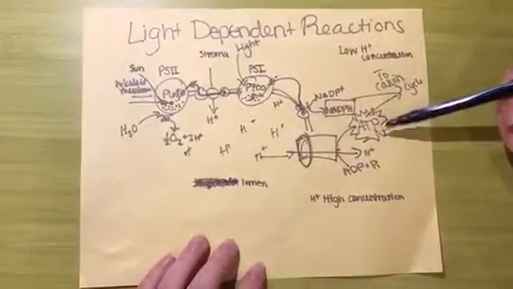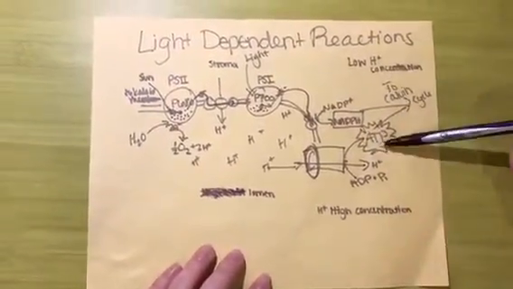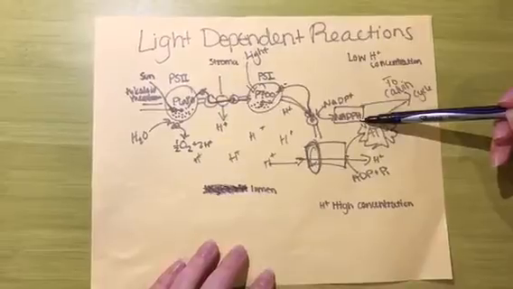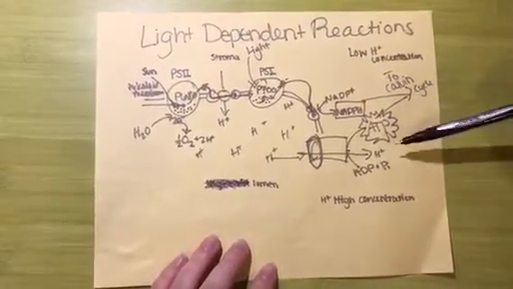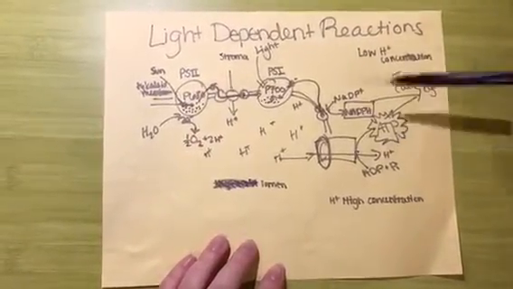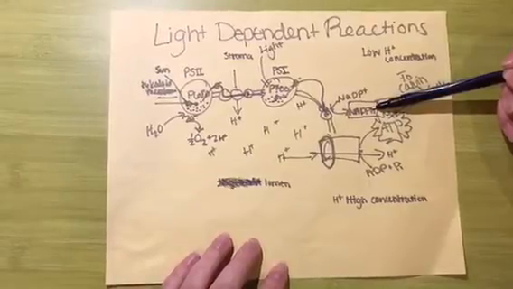Now this ATP that was formed in our light-dependent reactions also travels with NADPH to the Calvin cycle. So the ATP is our energy carrier and NADPH is our electron carrier.